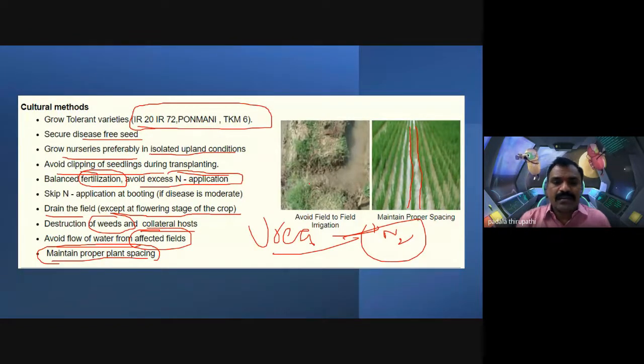Okay. Sir, what is clipping, sir? Avoid clipping means the previous crop field, the previous crop. For example, our paddy field is suitable for continuously cultivating paddy only. So in the previous year or previous season we already cultivated paddy.